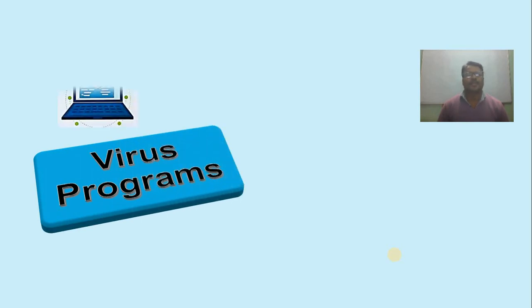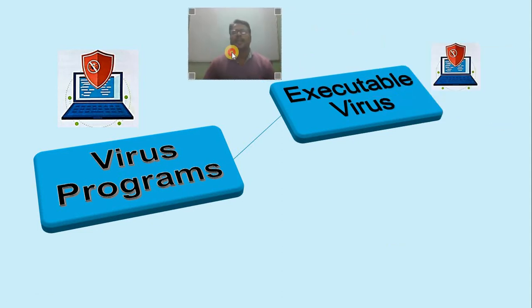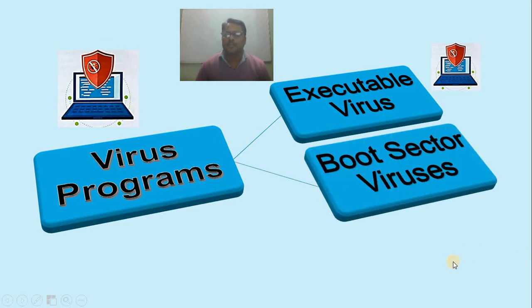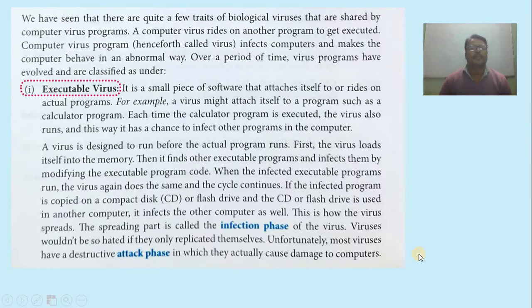Now we go to the computer virus programs. Computer viruses are of two types: executable viruses and boot sector viruses. So two types of viruses are there. Computer virus programs are of two types, executable virus and boot sector viruses. Next, we understand what a computer executable virus is. We understand one by one.